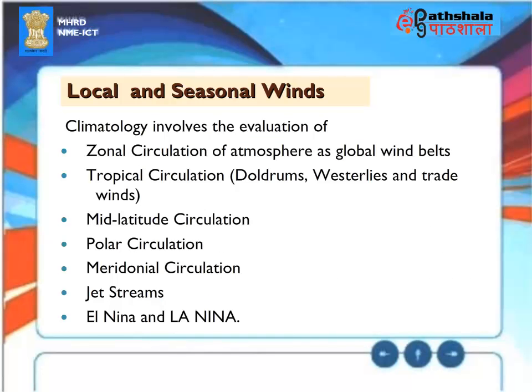Climatology involves the evaluation of zonal circulation of atmosphere as global wind belts, tropical circulation, doldrums, westerlies, and trade winds, mid-latitude circulation, polar circulation, meridional circulation, jet streams, El Niño and La Niña.